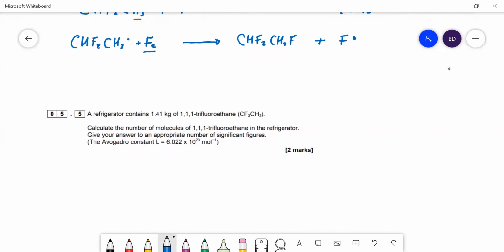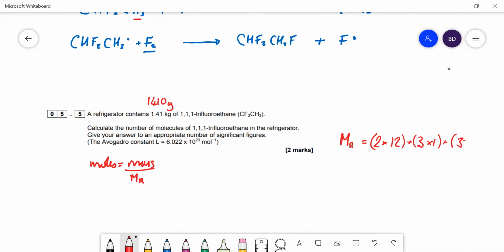Right, a refrigerator contains 1.14 kilograms of trifluoroethane. Calculate the number of molecules in the refrigerator. Okay, and they give us the Avogadro constant, so we need to work out the number of moles. So what we need to use, moles is equal to mass over Mr. The mass is going to be in grams, so that's going to be 1140 grams. The Mr of trifluoroethane is going to be 2 times 12 for the carbons, plus 3 times 1 for the hydrogens, plus 3 times 19 for the fluorines, and that gives us 84.